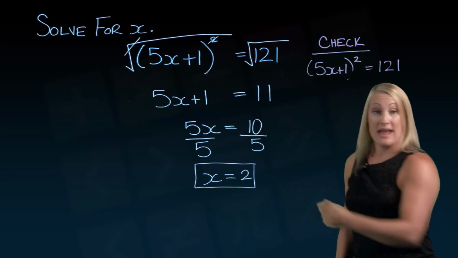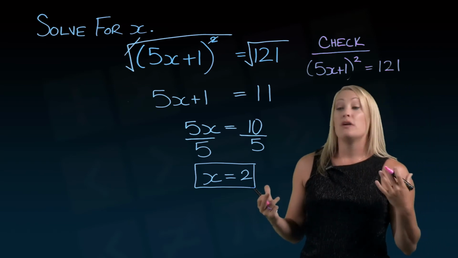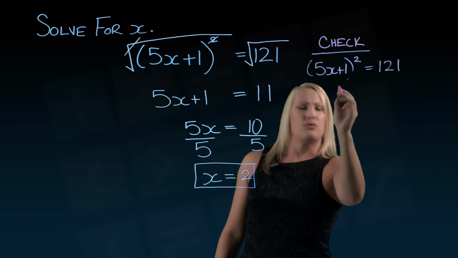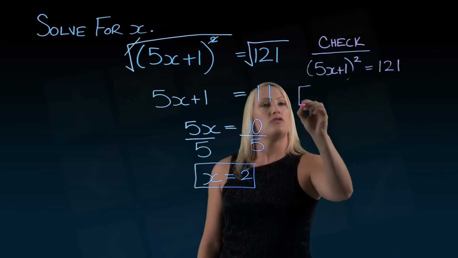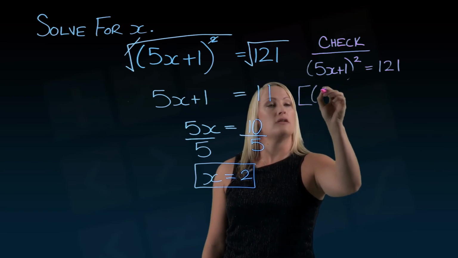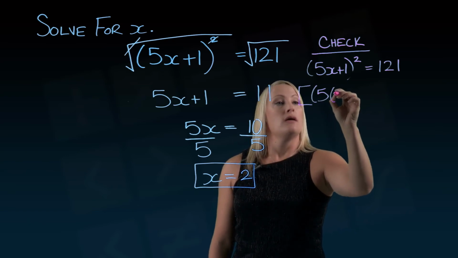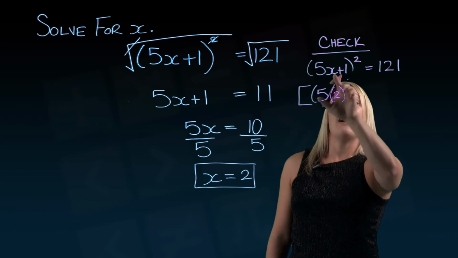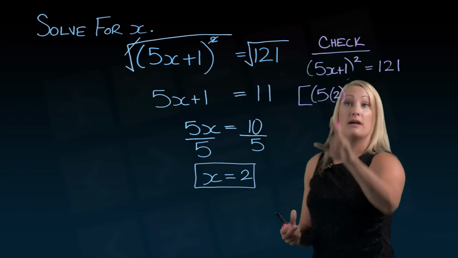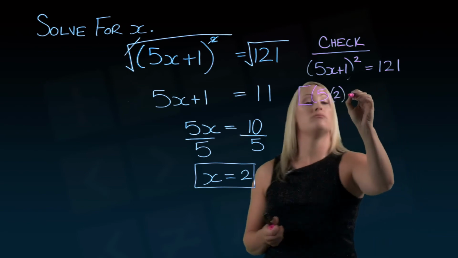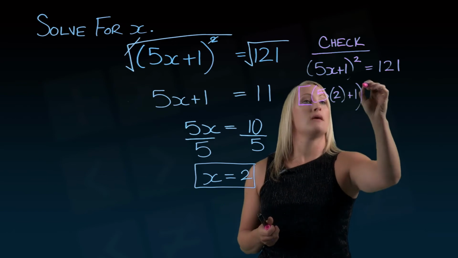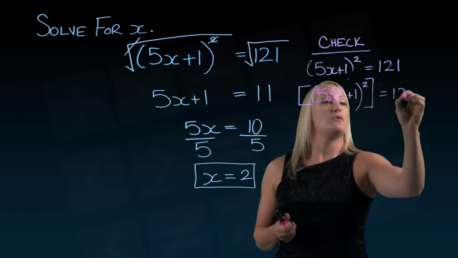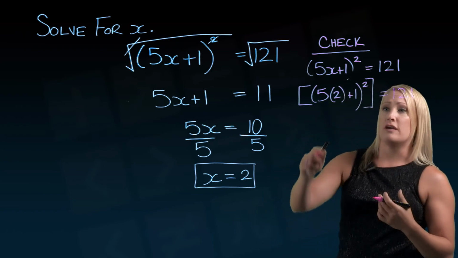And now I'm going to take my answer, that 2, and I am going to plug 2 in wherever I see an x. So the only x I see is right there. So I'm going to plug a 2 in. I'm going to put square brackets just to make this a little clearer. And when I plug the 2 in, I'm going to put brackets around it because 5x really means 5 times x. So 5 times 2 plus 1. And then we'll close that. Equals 121. Now let's solve this.